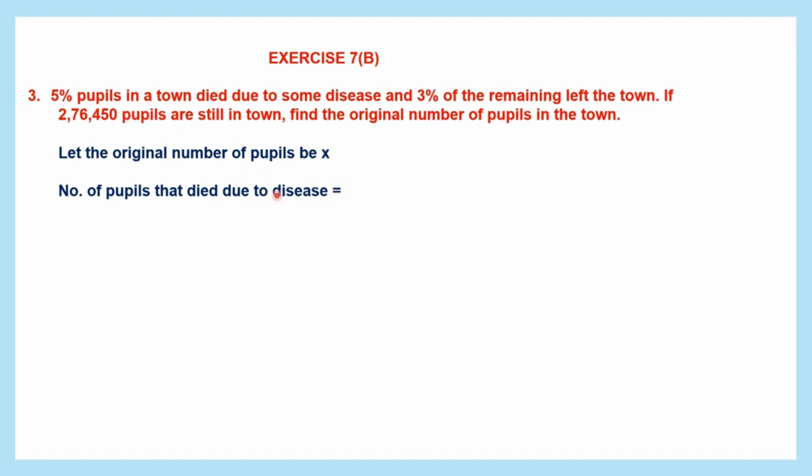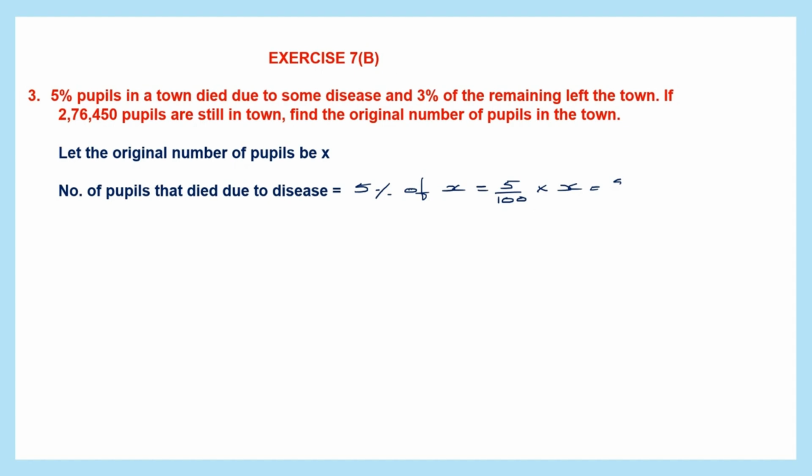Now we have to find the number of pupils. We know the percentage. Percentage is 5% of pupils that died. So to find the number, we say 5% of the original number, which is x, 5% of x. This is 5 by 100 into x. So this will be 5x by 100. So you can write it as 5x by 100.